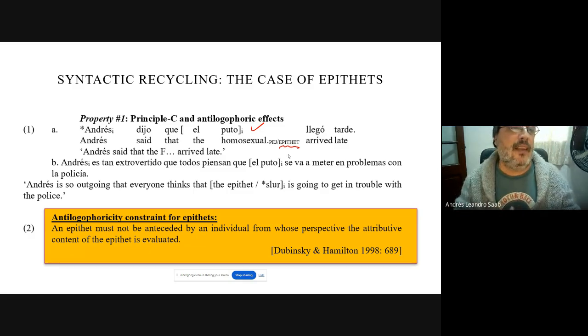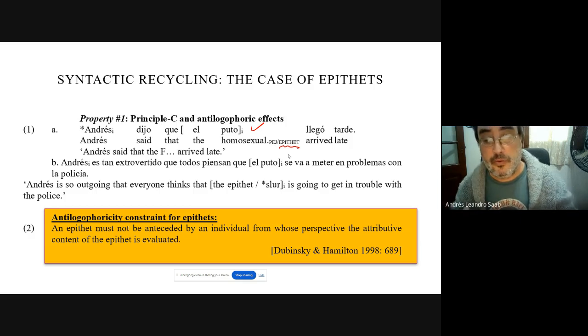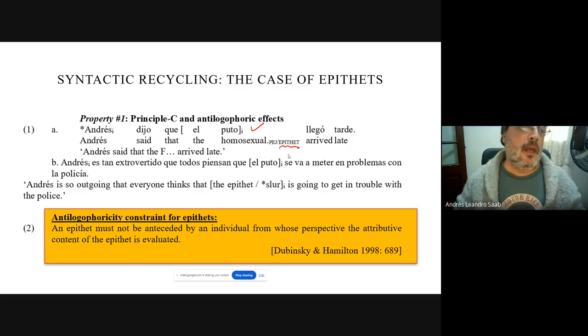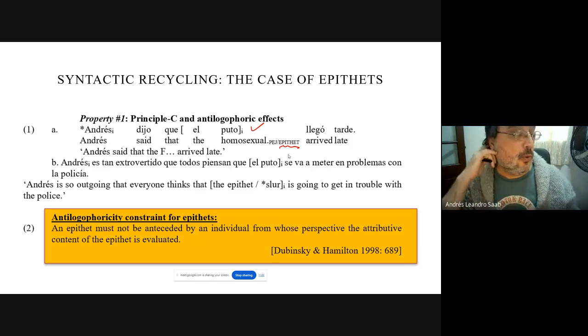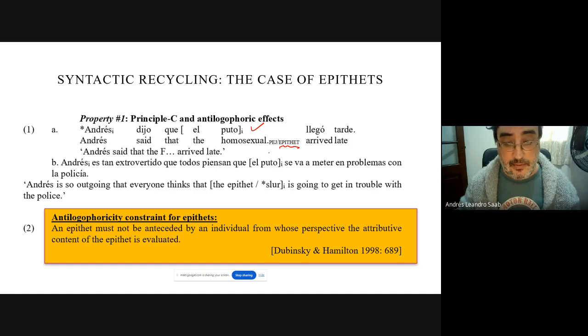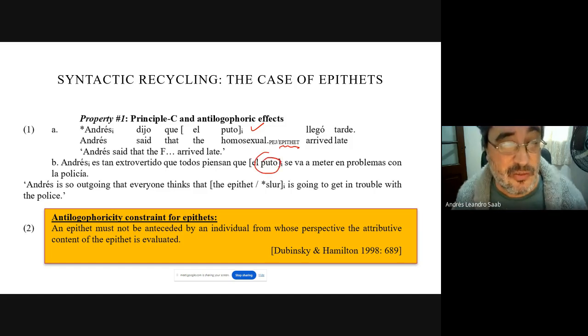So if you say, "Andrés es tan extrovertido que todos piensan que el puto se va a meter en problemas con la policía," Andrés is so outgoing that everyone thinks that the epithet is going to get in trouble with the police, it is perfectly fine, only on the epithetic reading. But if you want to interpret this word as having classificatory force, the sentence is out, okay?